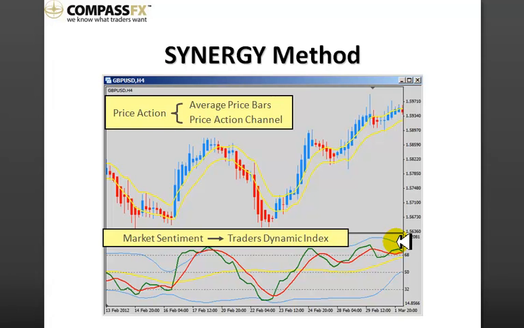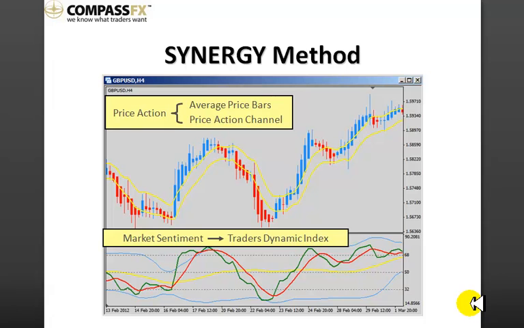And what we're simply looking for is this. When price action is moving up and the Trader's Dynamic Index is moving up, we're looking to trade long. When we have price action going down and the Trader's Dynamic Index going down, we're looking to trade short. So we're looking for an alignment of price action and market sentiment.